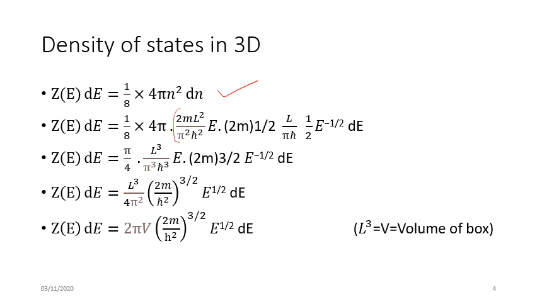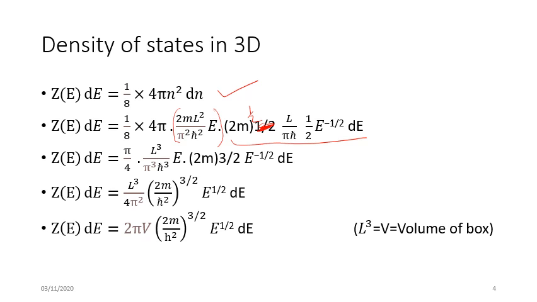n square is twice m L square upon pi square h cross square into E. Now see here, this is 2m raised to 1 half. This 1 half came as a multiplier, but it is twice m raised to 1 half, into L upon pi h cross. So this is your dn. We have substituted the values of n square and dn from equations 2 and 3 into this equation. Now Ze is equal to pi upon 4 into pi upon 4, and we can rearrange these terms properly. See, there are many terms.